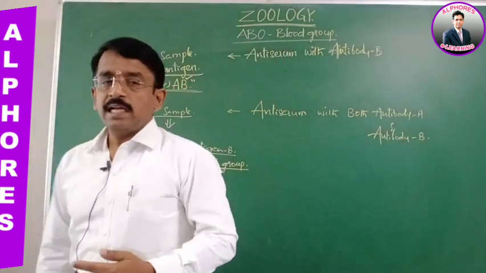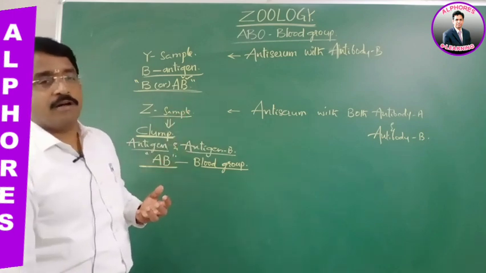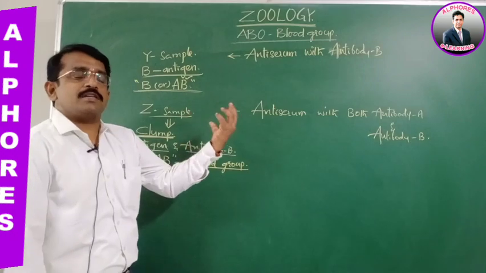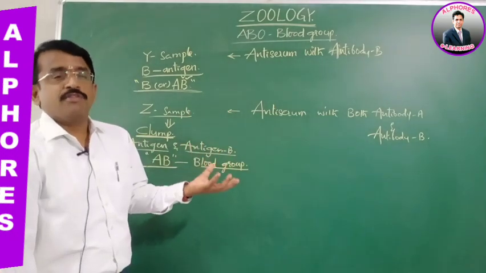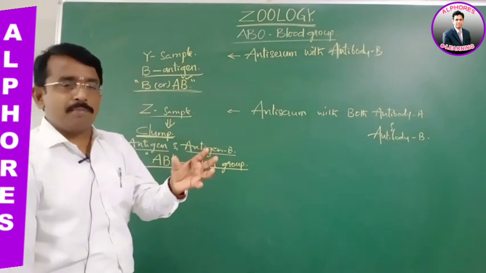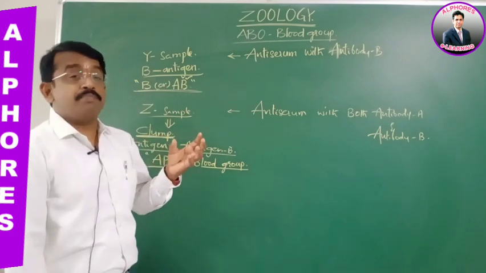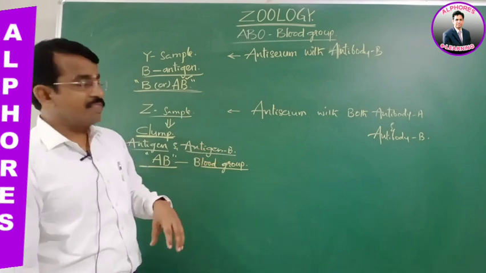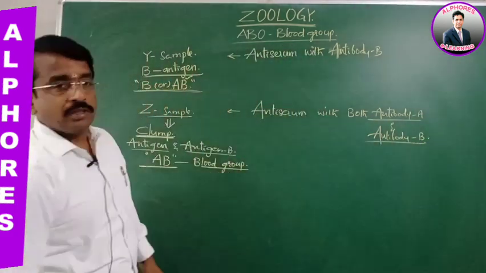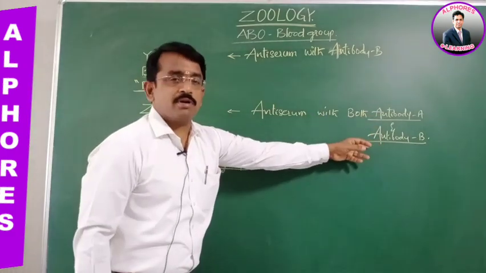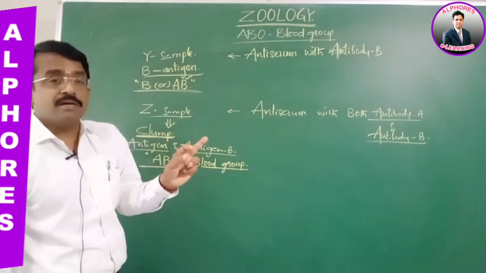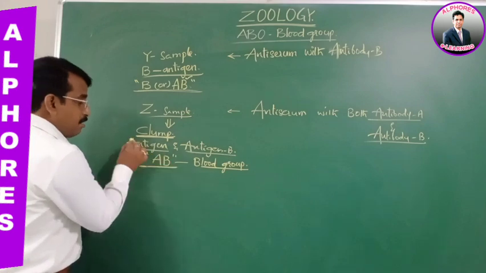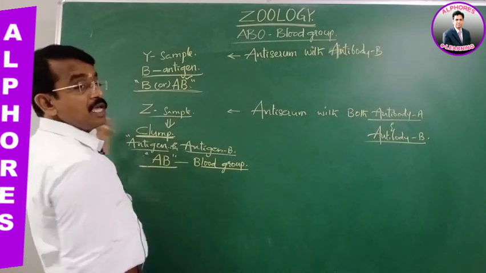So the testing can be done by taking the antibody serum and exposing it to the testing sample. If it clumps with the A antibody, the tested sample is with the antigen A, the same antigen. If it clumps with the A antibody, it is A blood group or AB. If it clumps with the antibody B, it is with the B antigen. It can be B or AB. And if it clumps with the antiserum with both A antibody and B antibody, they are with the antigen A and the antigen B. So it is nothing but AB blood group.